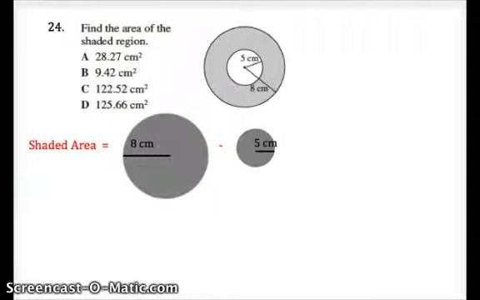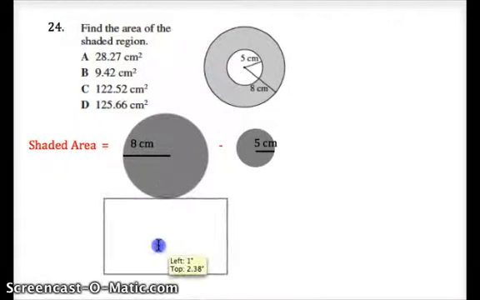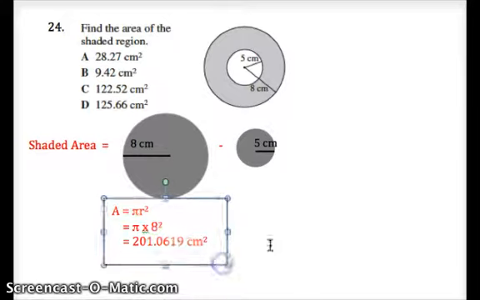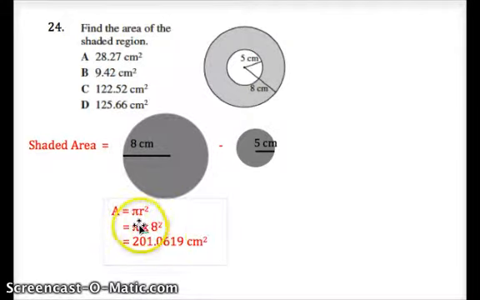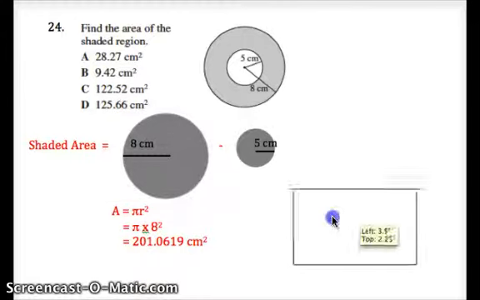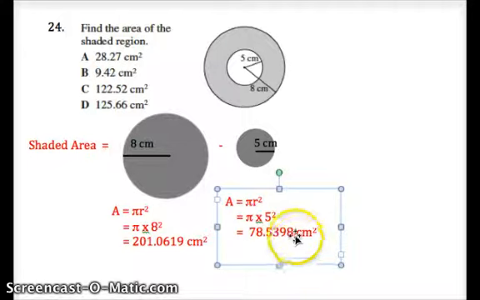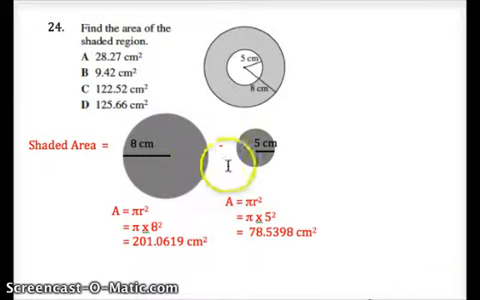So to do the area of a circle, the formula for area of a circle is area equals pi r squared. So I'll just put that underneath the large circle. So area is pi r squared, which is pi times 8 squared. If you do that on the calculator, you get 201.0619. Now I'm just going to do the same for the smaller circle. So area of the smaller circle is area equals pi r squared, which is pi times 5 squared, which is 78.5398. And just remembering that the shaded area is the big circle, take away the small circle.